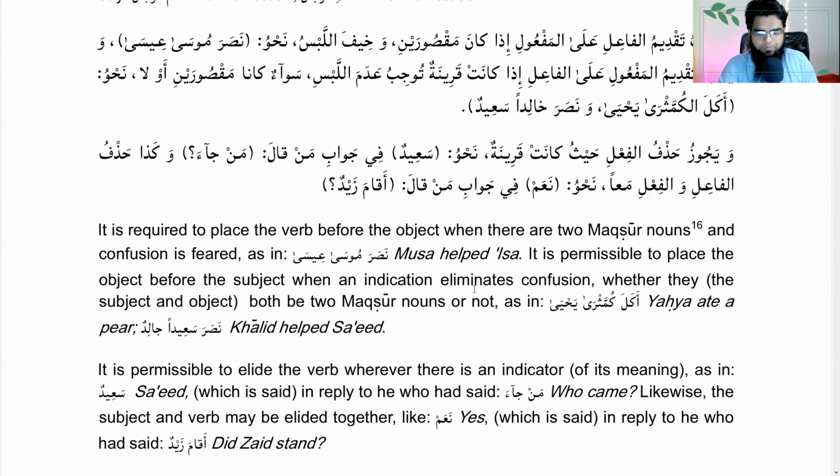Yeah, you can delete. Like, what's your name? My name is so-and-so. I can just say my name is Kashif, or I can just say Kashafa. He'll repeat this rule in mubtada khabar also. It's fine to delete.